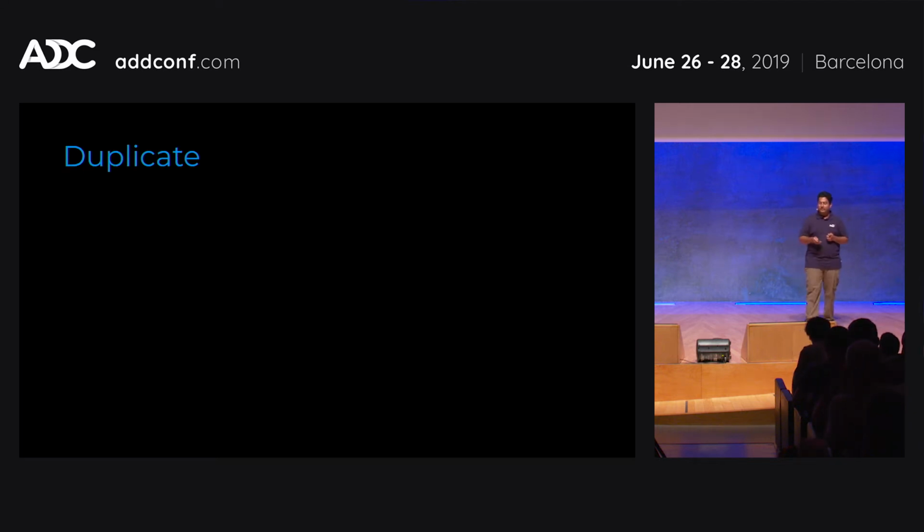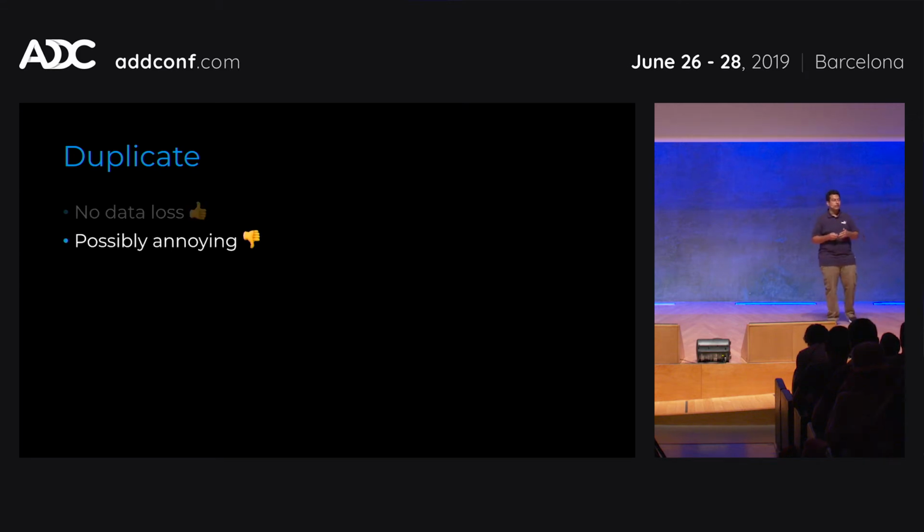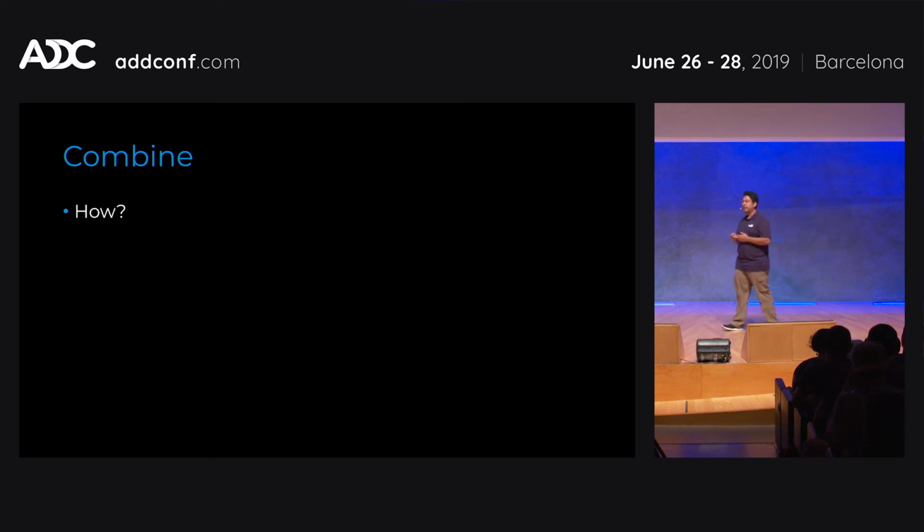So instead, let's consider the duplication version. The good news is there's no data loss. Everything's still there. But it's going to get annoying soon enough. If each time you end up using your apps offline, you end up duplicating data over and over again, the onus is on the user to go clean up that mess after you. Which is fine, but it's not ideal. So obviously what we want is to combine these in the same way. The question, of course, is how?